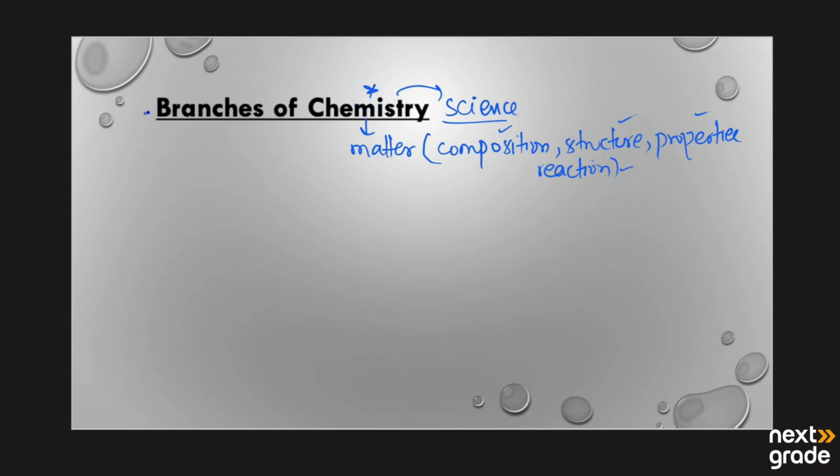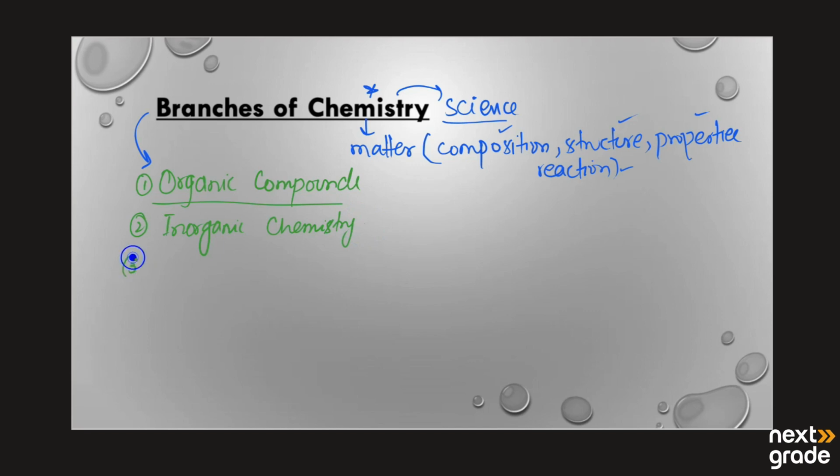Scientists have divided chemistry into different branches. So let's have a look at what these branches are. Number one is organic chemistry, the study of carbon-containing compounds, organic compounds. The second is inorganic chemistry, the study of inorganic compounds, all the compounds that contain atoms other than carbon. The third branch is physical chemistry, which is related to the physical state of matter.